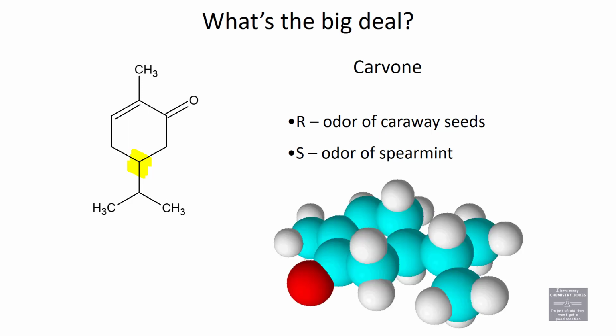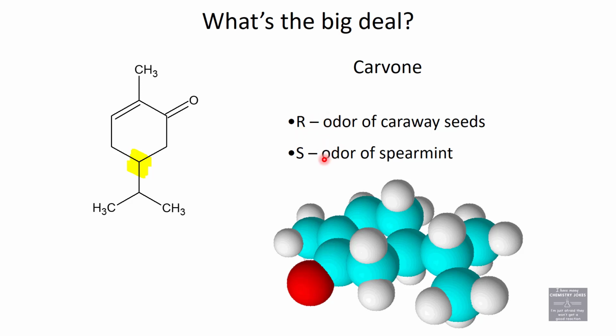That's because the molecules R and S have different shapes. R's and S's always have different shapes because they're stereoisomers. They're different in three-dimensional space. But the shape of S fits a certain receptor in your nose. That makes your brain register, oh, that's spearmint. The R enantiomer fits a different receptor and your brain registers, oh, that's not spearmint, that's caraway.